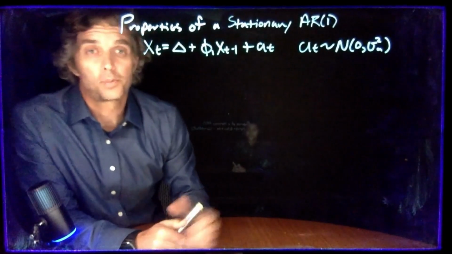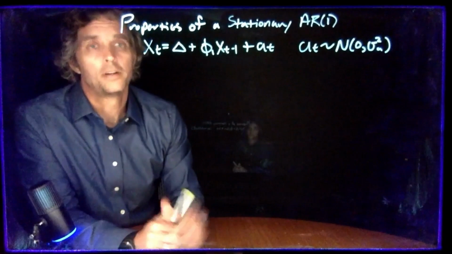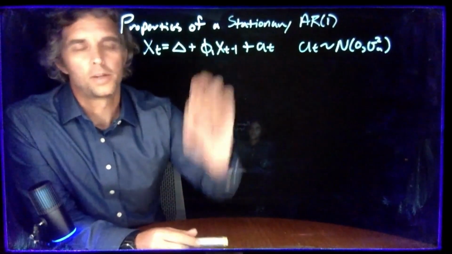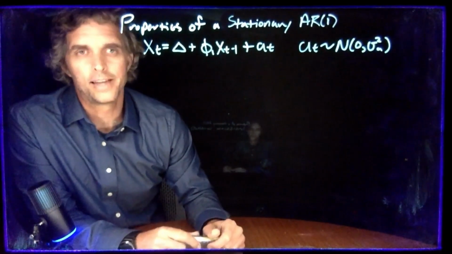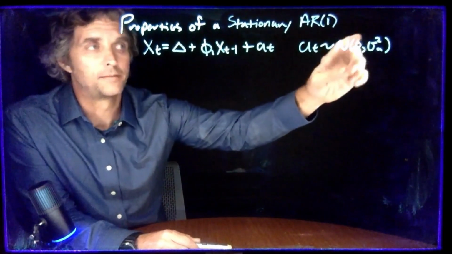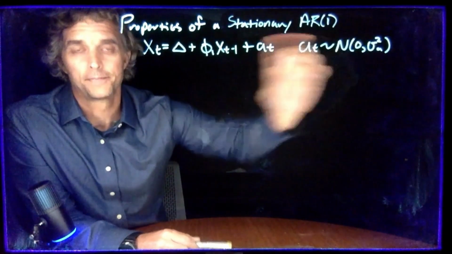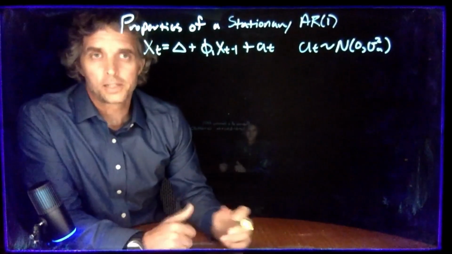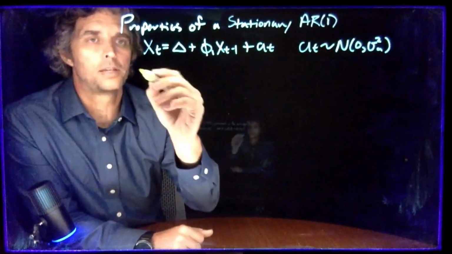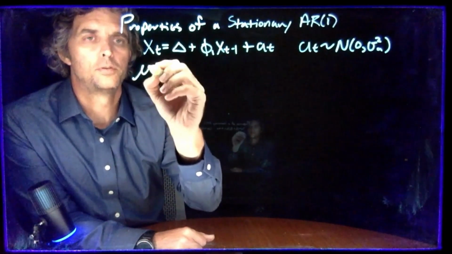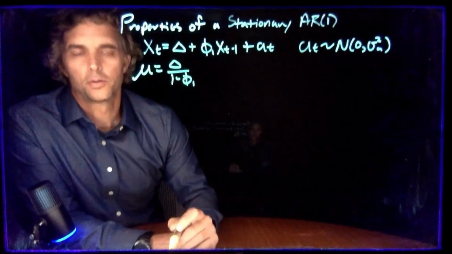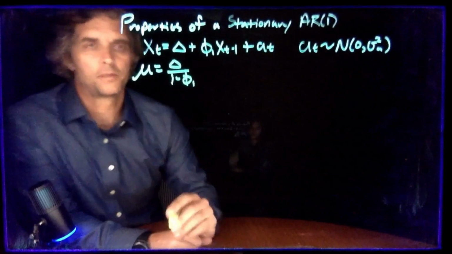So let's talk about another property of a stationary AR1, noting that we're going to keep with xt equals delta, which is a constant, plus phi1 xt minus 1 plus at for our AR1, where the at's are normally distributed with mean 0 and variance sigma squared sub a. For simplicity in this one, we are going to assume that mu equals 0. In our last property, we saw that mu equaled delta over 1 minus phi1.